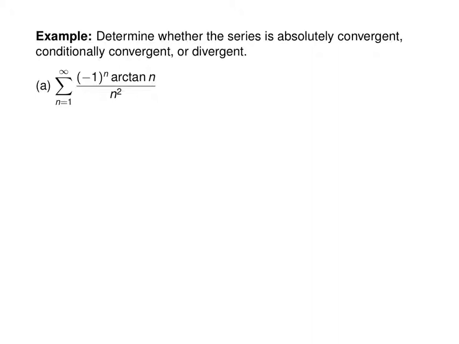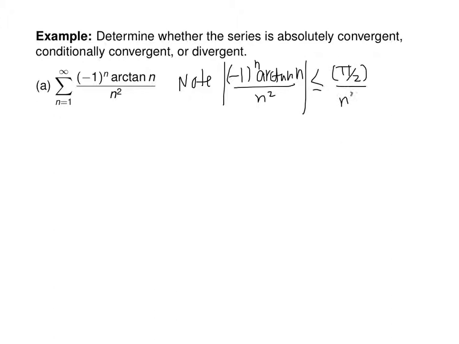Now this next series, you could try to apply the ratio test. I don't think it's going to work, but it looks an awful lot like something over n squared. Also, the -1 to the n means you could probably apply the alternating series test. However, I think it's probably easiest just to use comparison. So what you can note is this. The absolute value of -1 to the n, arctan of n over n squared, is less than or equal to pi over 2 over n squared, which is certainly less than something like 3 over n squared.